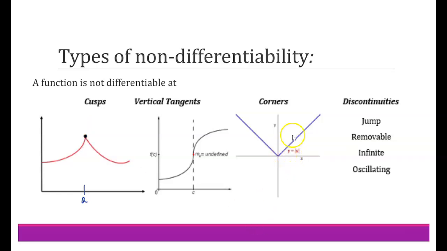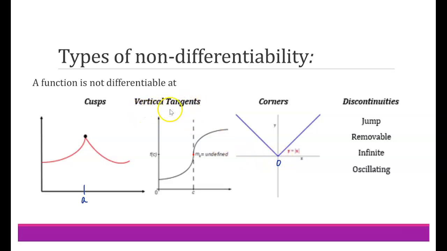And the same applies to a corner. A corner like the absolute value of x function. So right at x equals 0, I have a corner where these two lines meet. So basically any sharp turn, we're going to have that issue of not having a unique slope of a tangent line. So we say at those values, we are non-differentiable.